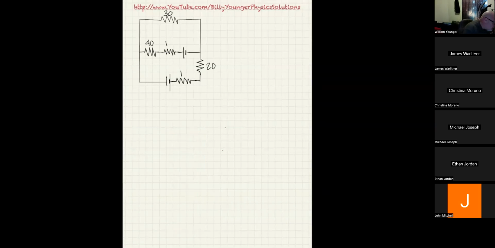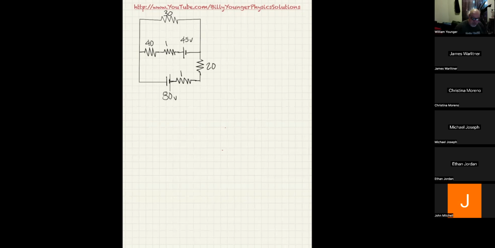My voltages are 45. Actually, let me double check my figures here. Make sure they are what I'm saying they are. I think they're 45 and 80. Oh yes. Yeah, 45 volts and 80 volts. So this one's 45 volts, and this one is 80 volts.